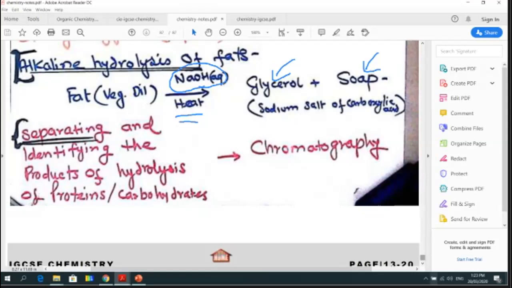All right, now if we want to identify these products, the presence of fats or proteins or carbohydrates, with the proteins or carbohydrates, we can use chromatography to try to identify their presence, if you want to do that.